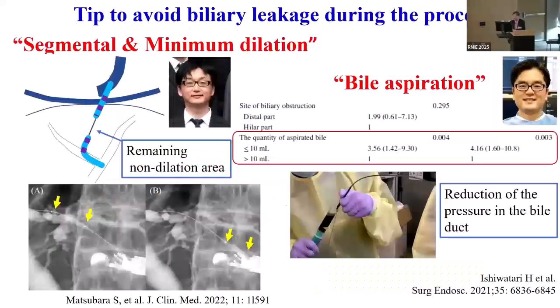And to minimize the complication, the leakage, segmental dilation and minimum dilation are very required. They're very important, especially in plastic stent insertion. Leaving a non-dilated area is very beneficial to avoid the leakage. And bile aspiration during the procedure is also beneficial for reducing the incidence of peritonitis.